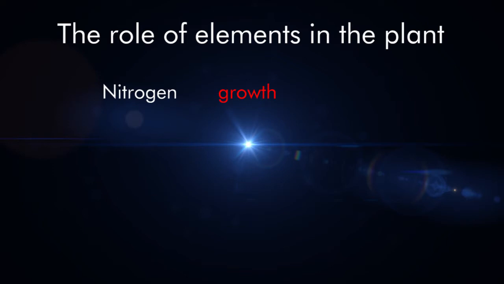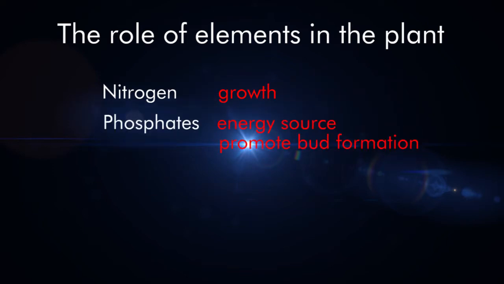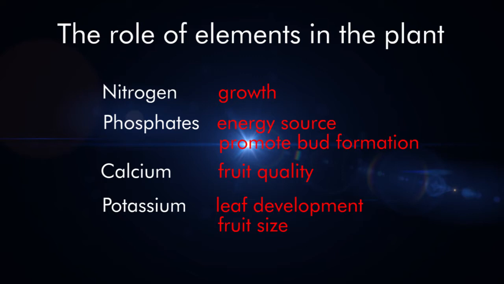Nitrogen promotes growth, phosphates are an energy source and promote bud formation, calcium promotes fruit quality, potassium is important for leaf development and fruit size, while magnesium plays an important part in photosynthesis. So each element has an important role to play and should be applied at the right time of year to benefit specific stages of development in the plant.